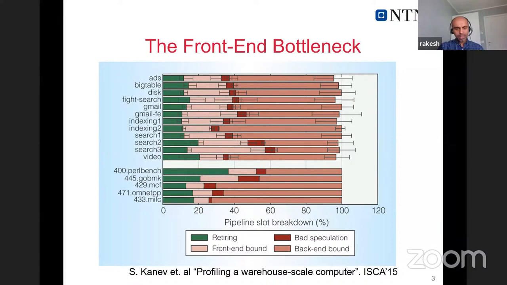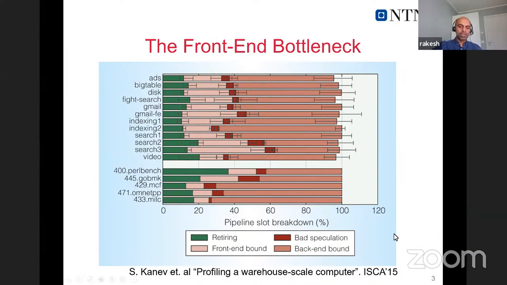And the first thing that comes out of this figure is that the server applications are stalled on the front end a lot more than the conventional applications used to be. If you look at this, these are some of the applications in SPEC which have worse instruction cache behavior. But server applications spend even more time stalled on the front end. So you are not able to supply instructions to the execution units, and that's why you're losing performance.